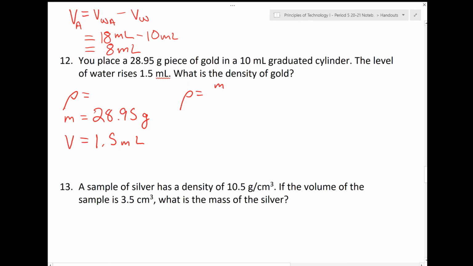Density is equal to mass divided by volume. The mass again is 28.95 grams. We're dividing it by 1.5 milliliters. And 28.95 divided by 1.5 gives us 19.3 grams per milliliter.